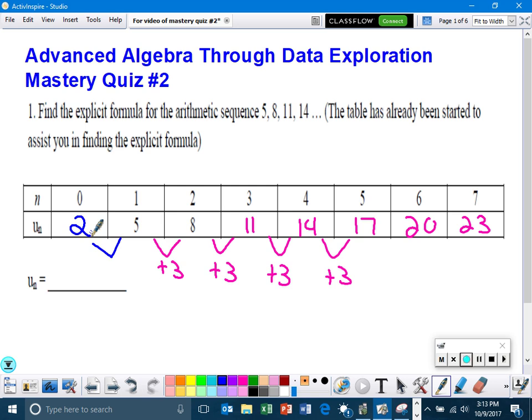Now, when we write the explicit formula, the pattern, the plus 3, is what goes immediately after the equal sign, followed by the letter n, and then the initial amount is the one under the 0, and that would be plus 2. So, our explicit formula is U sub n equals 3n plus 2. All right? That is the first problem you will need to do. Number 2.